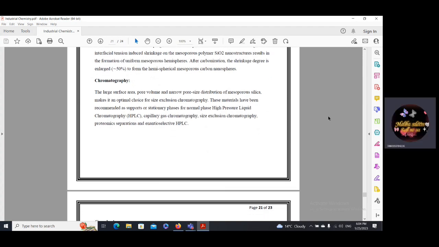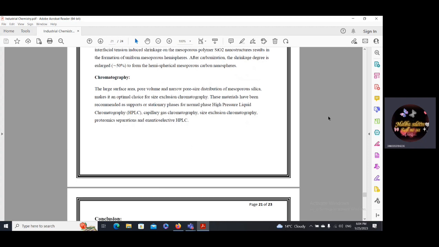The last application of mesoporous materials is chromatography. The large surface area, pore volume, and narrow pore size distribution of mesoporous silica make it an optimal choice for size exclusion chromatography. These materials have been recommended as stationary phase for normal phase high pressure liquid chromatography, HPLC, capillary gas chromatography, size exclusion chromatography, proteomics separations, and HPLC.